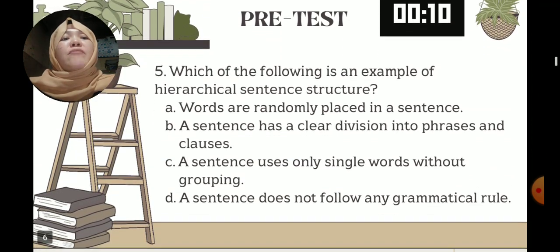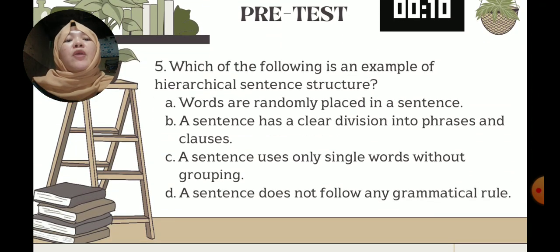And last number for our pre-test. Which of the following is an example of hierarchical sentence structures? A, words are randomly placed in a sentence. B, a sentence has a clear division into phrases and clauses. Letter C, a sentence uses only single words without grouping. Or letter D, a sentence does not follow any grammatical rule.